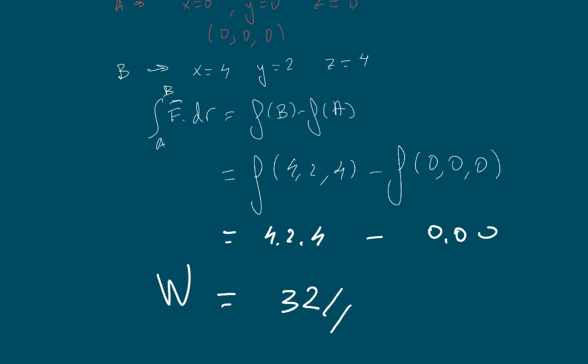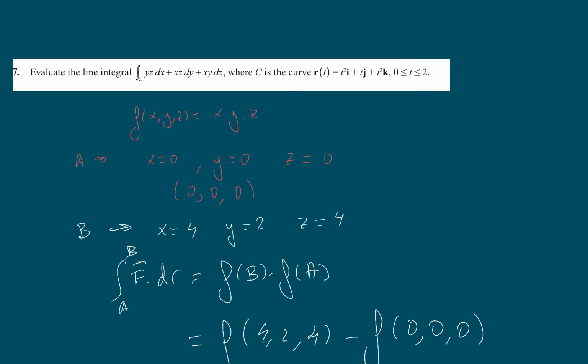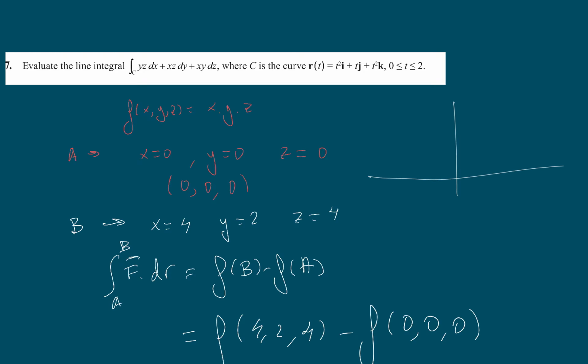What does it mean? It means that if you go from point (0, 0, 0) to the point (4, 2, 4), let's say here in space, at this point in space, (4, 2, 4).